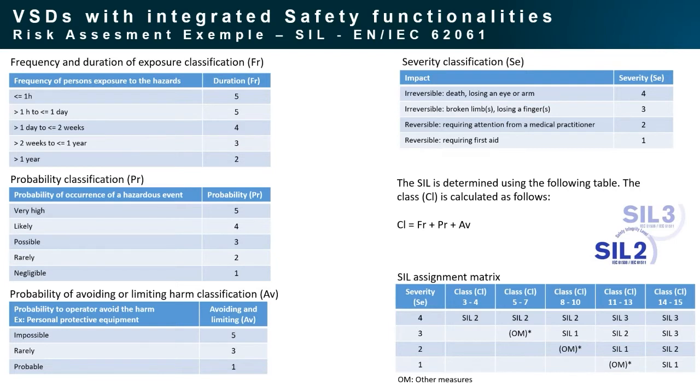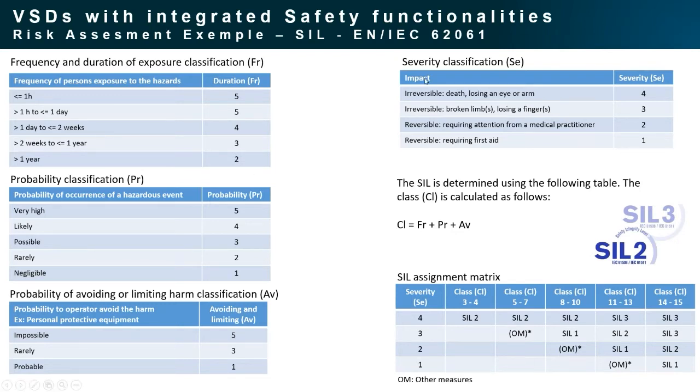hazard. Another one is the probability classification. It means the probability of occurrence of a hazardous event. Another one is the probability of avoiding or limiting hazard classification. It means how the operator can avoid it. For example, using any kind of personal protective equipment or using other tools to reduce the risk.